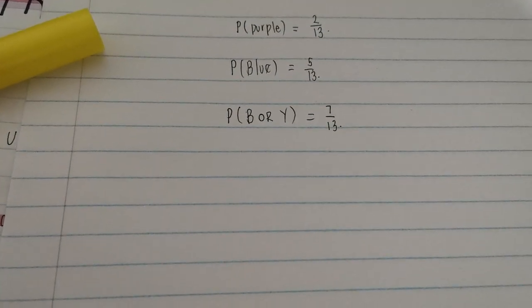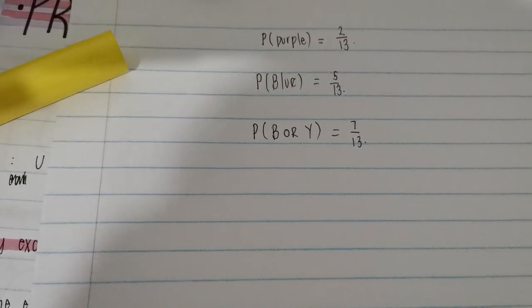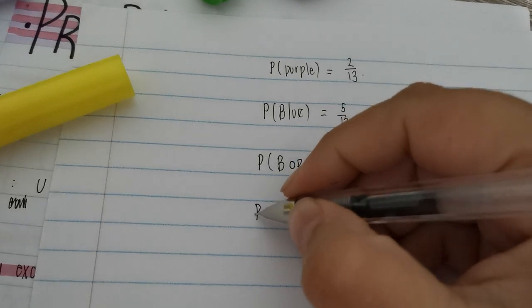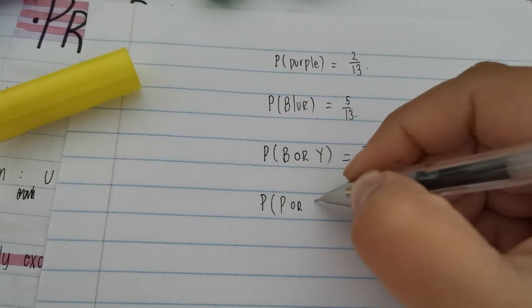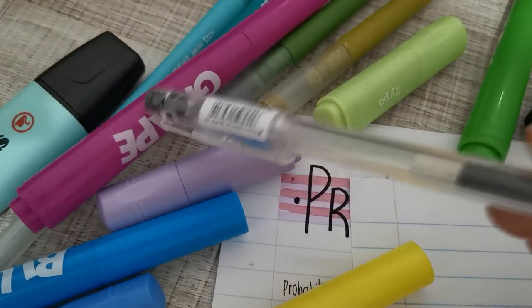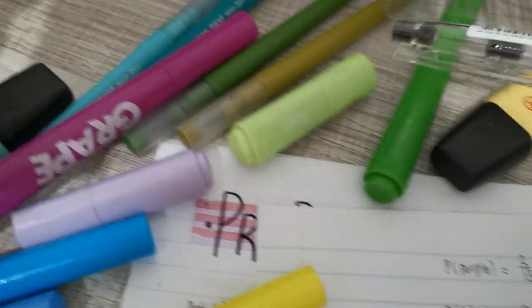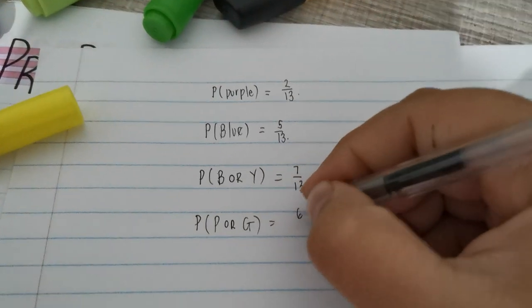Okay. If I asked you for the probability of blue, no, let's use a different color. Purple or green. Probability of purple or green. In total, how many purple and how many green did we have? 1, 2, 3, 4, 5, 6. So 6 out of 13.